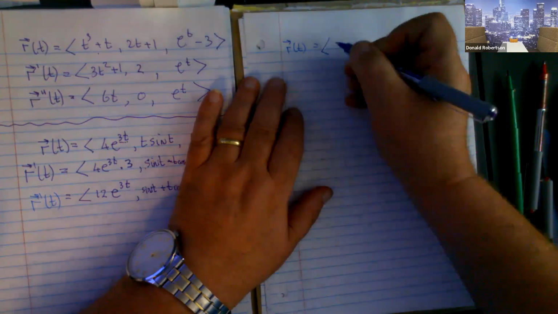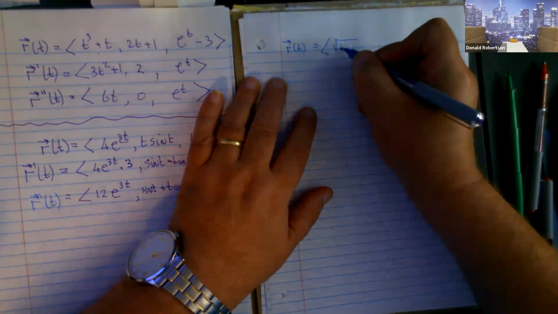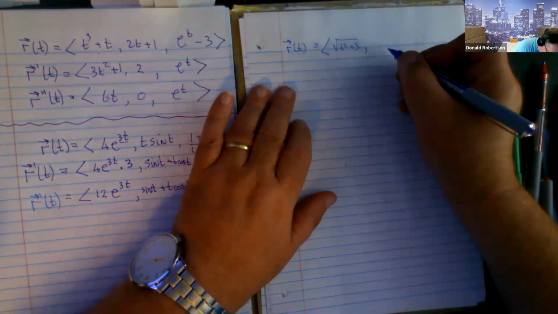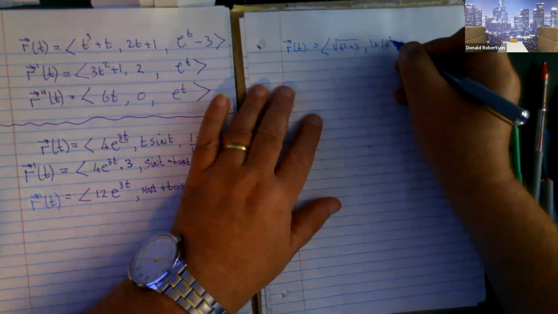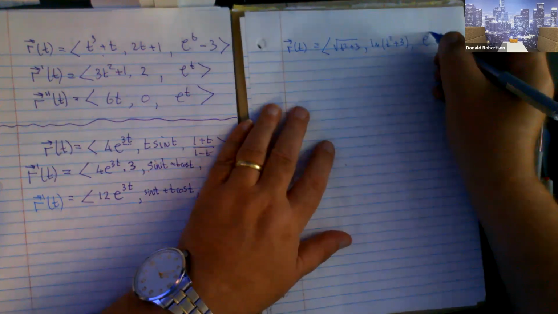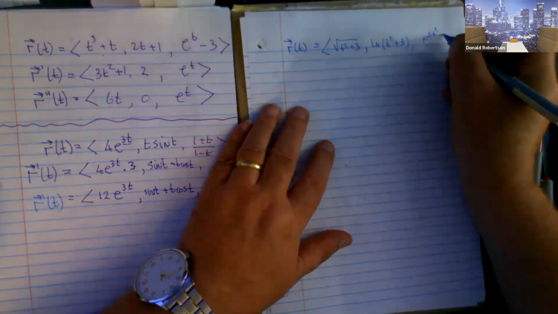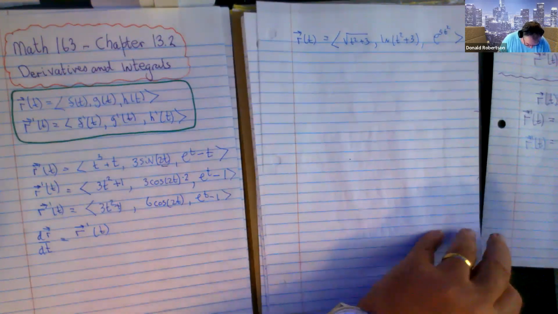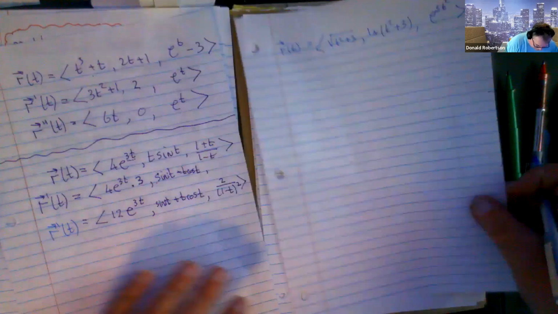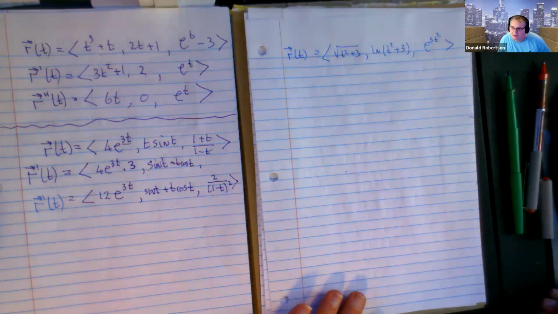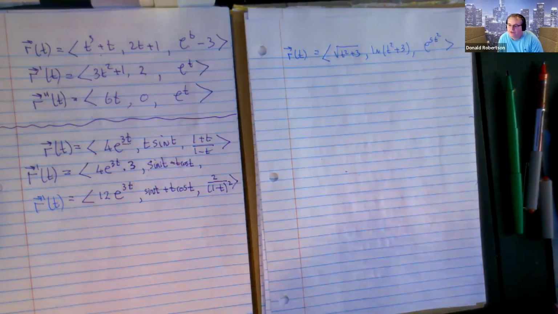So here we have the square root of t squared plus 3, comma, the natural log of t squared plus 3, and e to the 5t squared. Now I chose this particular example because it uses the chain rule in every case. So every single one of these is a chain rule.